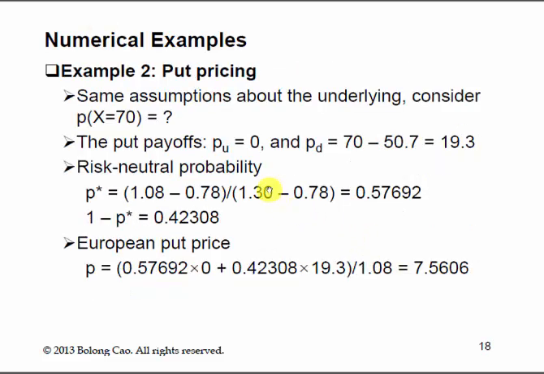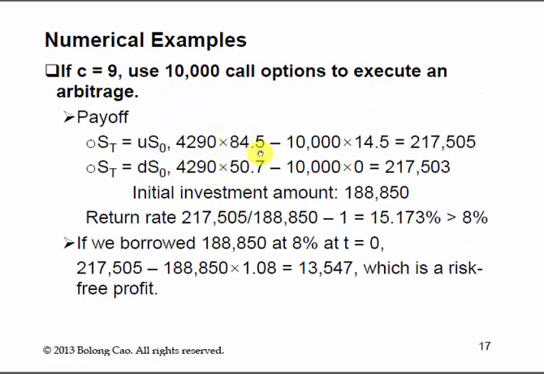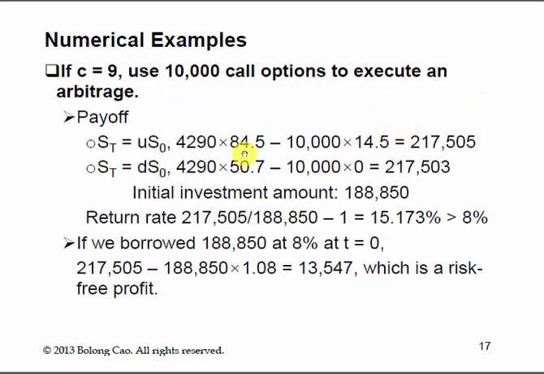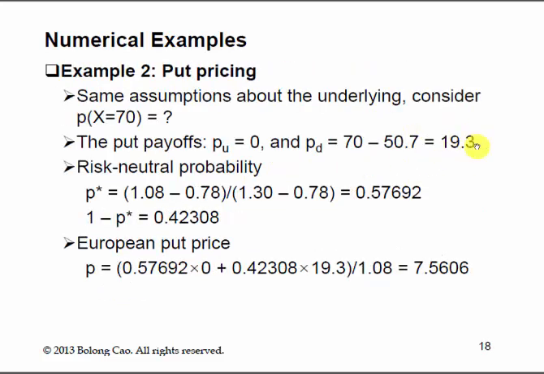Now let's look at applying the binomial formula to a put option. Instead of considering a $70 strike call, let's look at a $70 strike put. Now, in the upstate, we know the upstate price is 84.5, which is above $70, so the put is out of money. In the downstate, the put payoff is $70, the strike, minus this downstate price, 50.7. So that's 19.3. Okay, the upstate payoff and downstate payoff for the put option.